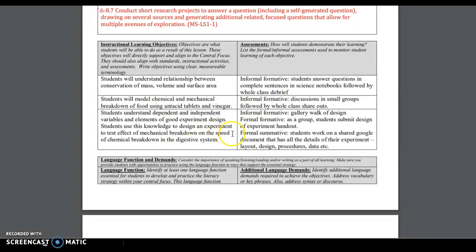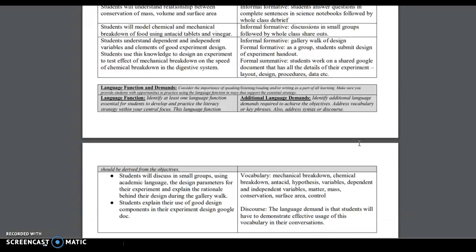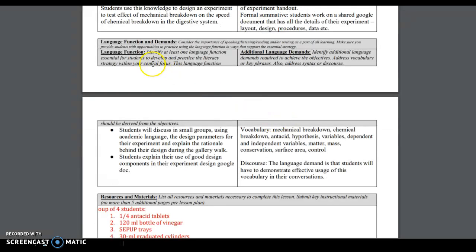Here they use their knowledge to design an experiment to test the effects of mechanical breakdown on the speed of chemical breakdown in the digestive system. And here they're using a formal summative where they work on a shared Google Doc that has all the details of their experiment. So next is the language function, which is how you were using language.